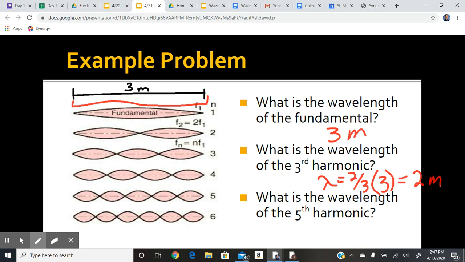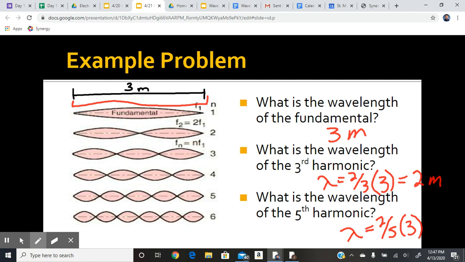And then finally, what we have here is wavelength is equal to, now this one is going to be 2/5 times 3.